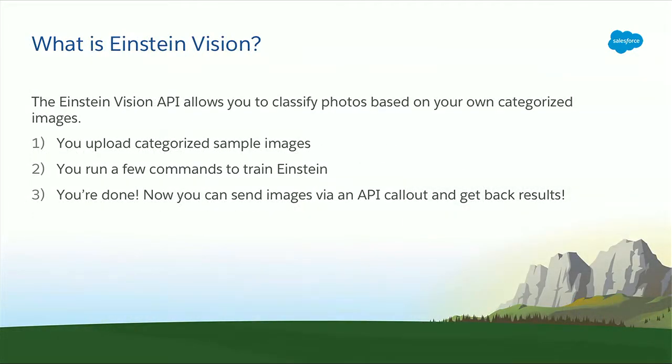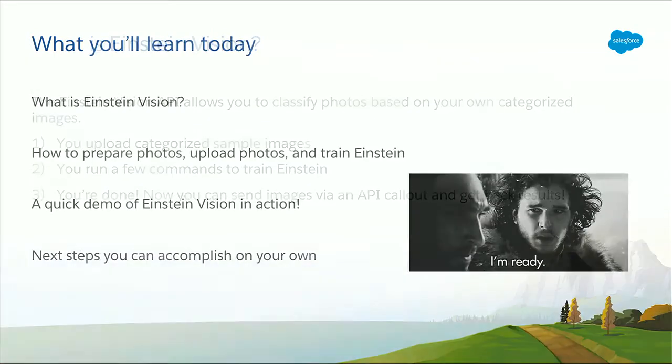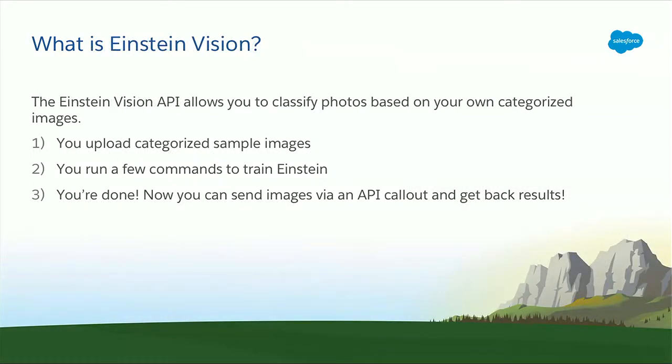So we're going to start with Einstein Vision. So you might say, Phil, this seems like cool technology, but what can I actually do with this? The first step is going to be upload the sample images, right? You're going to take all your photos. You're going to run a few commands to train Einstein, and that's it. You're going to be done. You're going to be able to use it to send sample images and get back results.